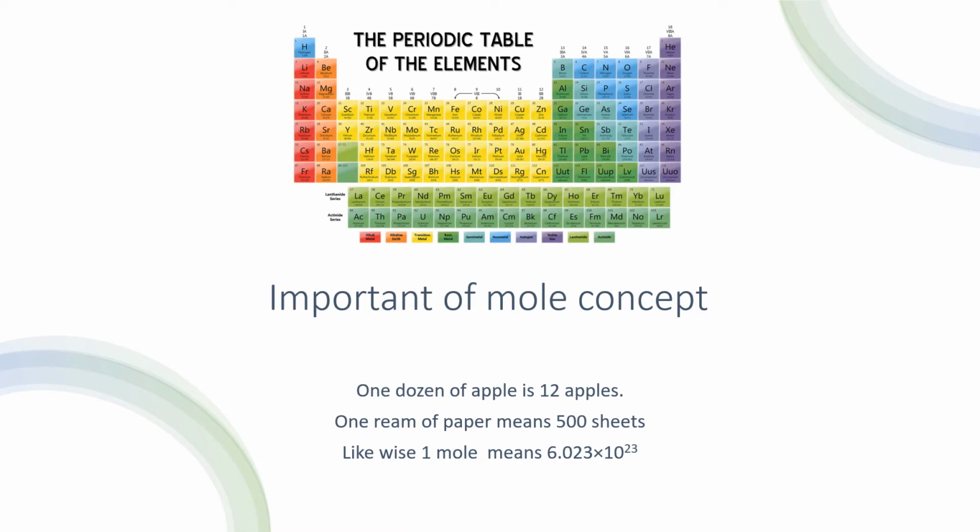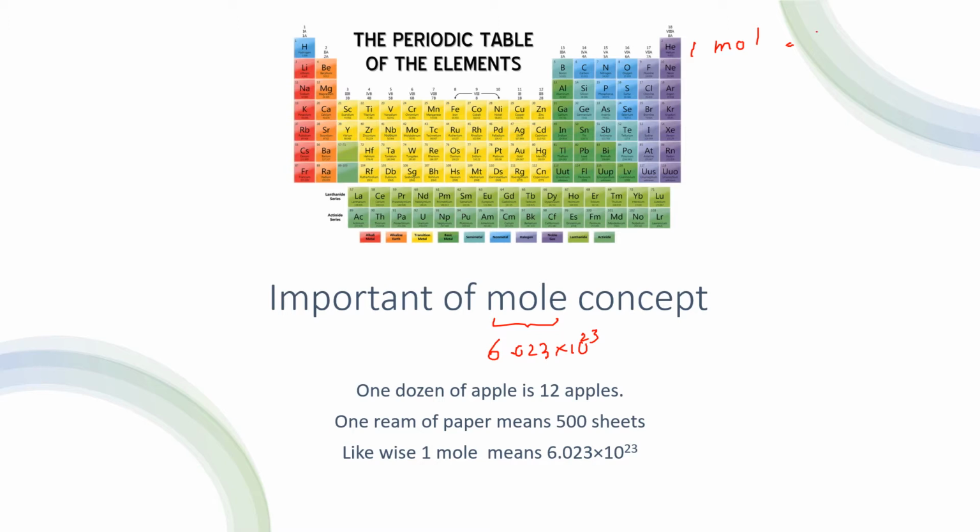The importance of the mole concept. What is the importance? Mole is a way of counting. One dozen of apples is 12 apples, and 1 ream of paper means 500 sheets. Likewise, 1 mole means 6.023 times 10 to the 23. That's just a number. So if you have a mole, it is 6.023 times 10 to the 23.